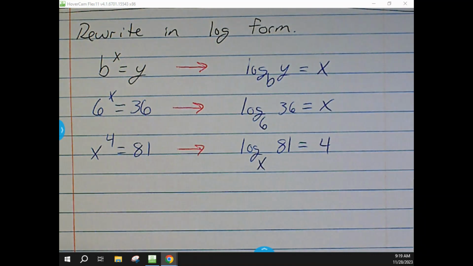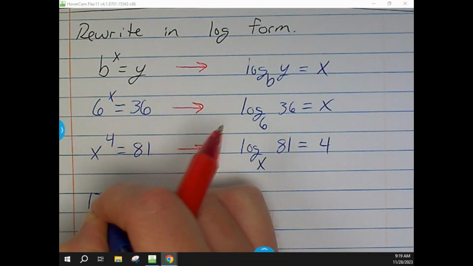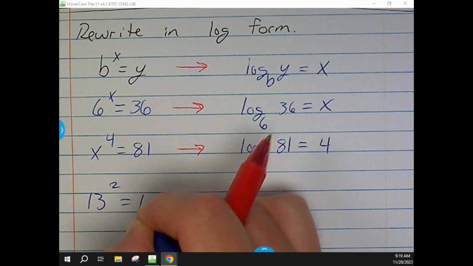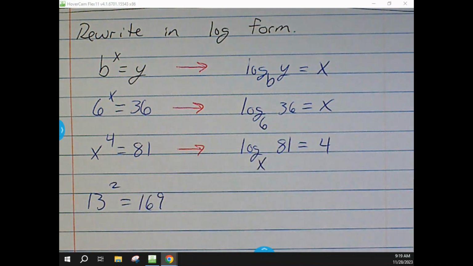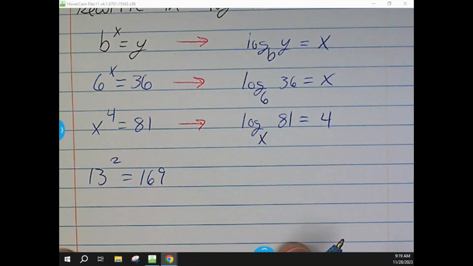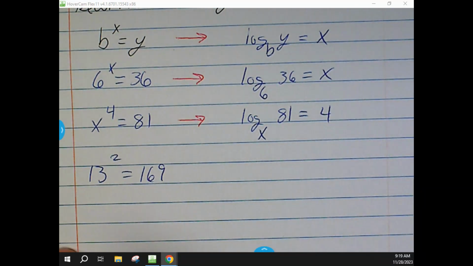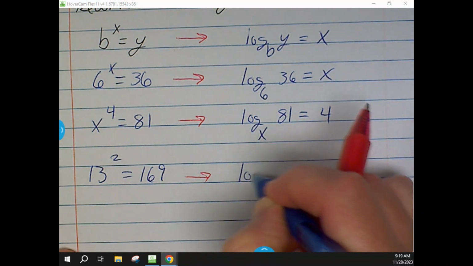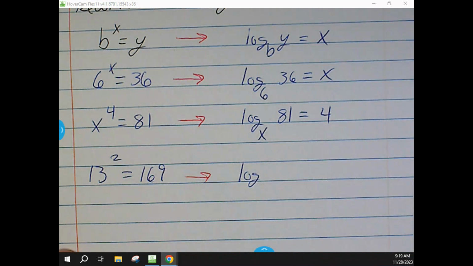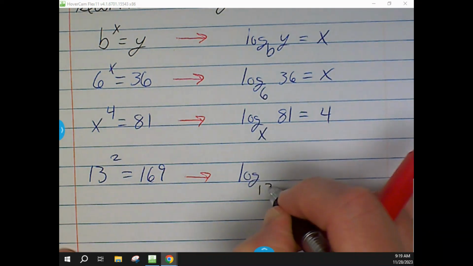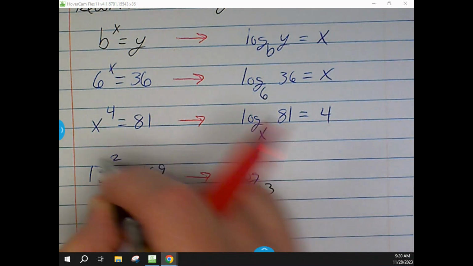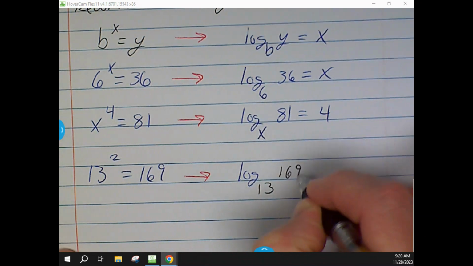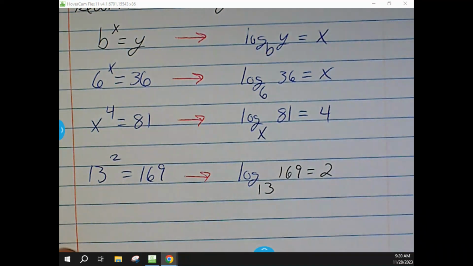Okay. And some of the numbers that they'll give to you to practice on, there won't be any variables at all. I mean, we looked at the very first example that had all variables. This one, you won't have any variables. It's just 13 squared equals 169. So again, you've got your log. The base is 13, so that would go there. And again, just switch these two numbers, and we'll put it there.